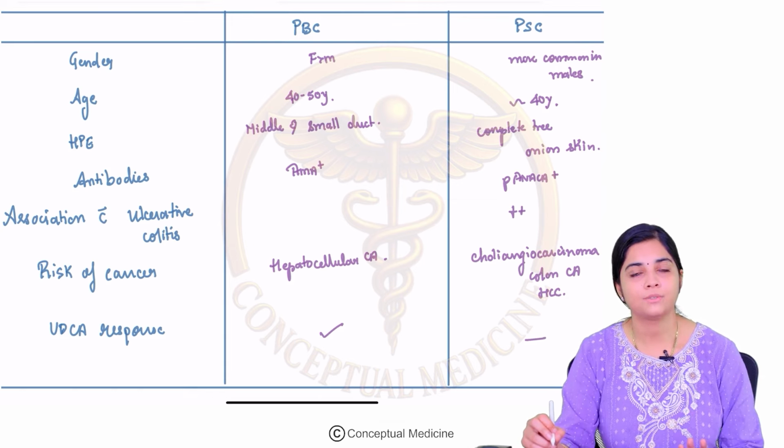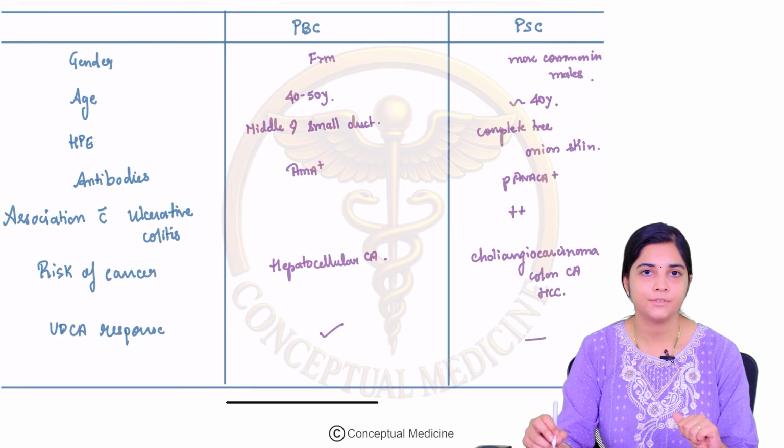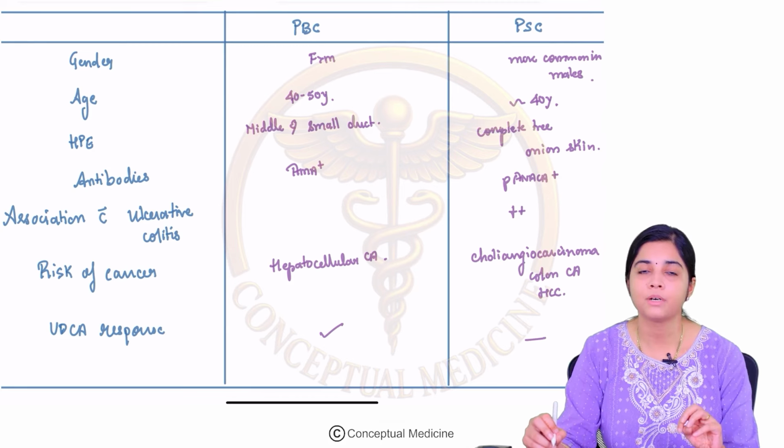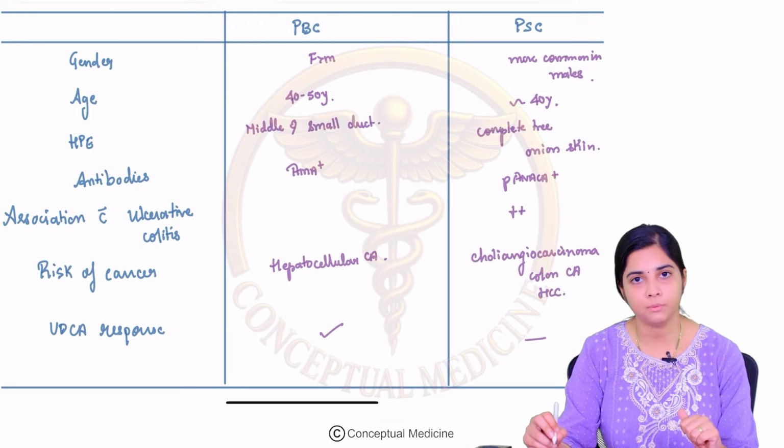So this brings us to the end of our chapter on autoimmune disorders of the biliary tree. We have learnt about the two most important disorders, your PBC and PSC, and how you differentiate between both.